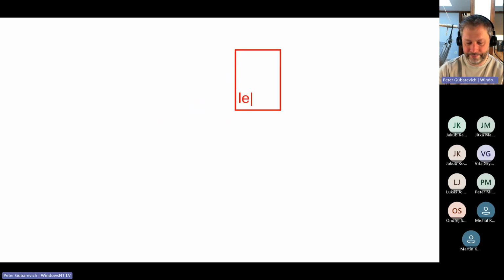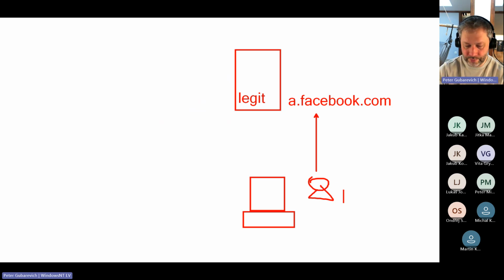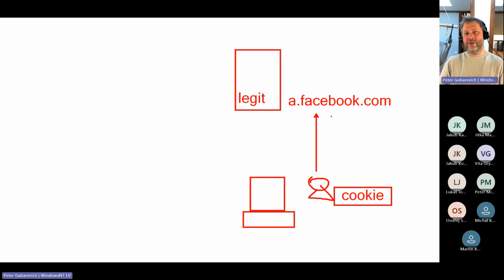Okay, let me explain. So this is a legitimate website, for example, a.facebook.com. You're the client, and you have authenticated on this website, and you have a cookie. So the next time you navigate to this website, it opens automatically for you. It just simply opens and you are still authenticated.